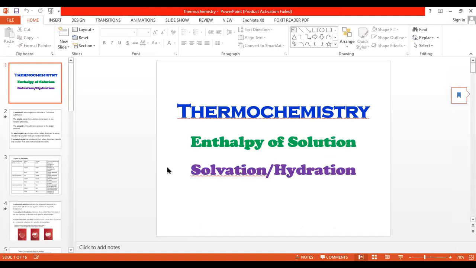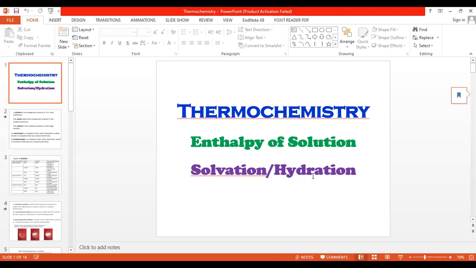Here, I've called it thermochemistry because this chemical process is related to thermal energy. We're going to calculate the enthalpy of a solution, and there are some important terminologies: solvation and hydration. Solvation means when we dissolve any solute in a solvent, and the solvent molecules make some physical bonds with the components or the ions present in the solution, that is called solvation. And hydration is similar to solvation, but in this case we usually use water as a solvent.